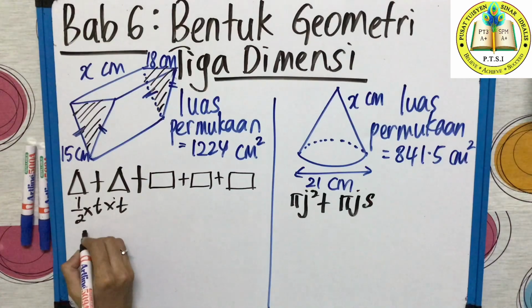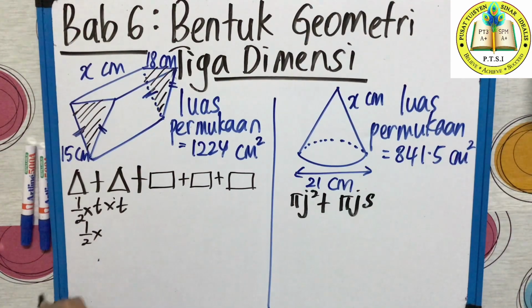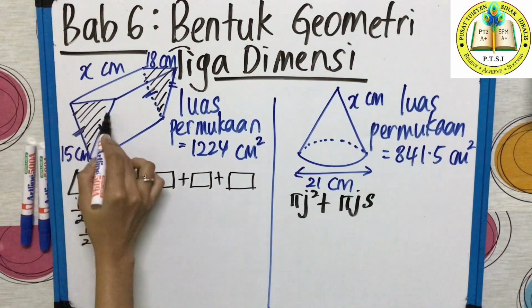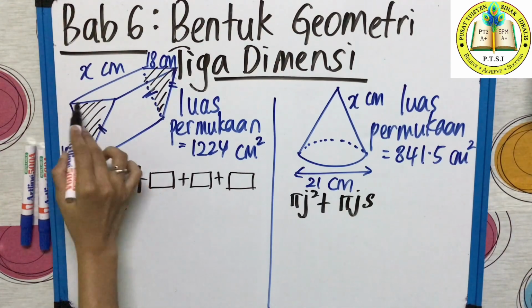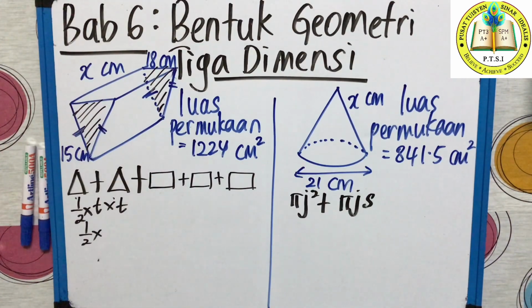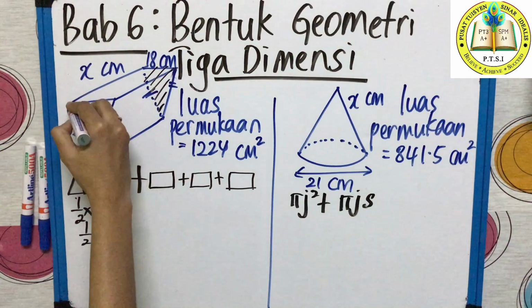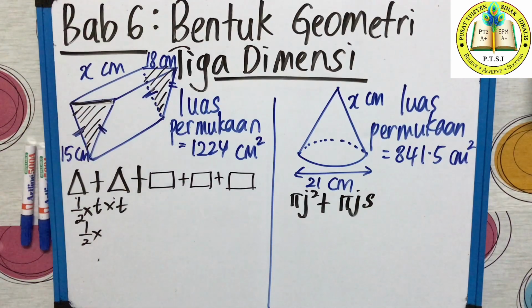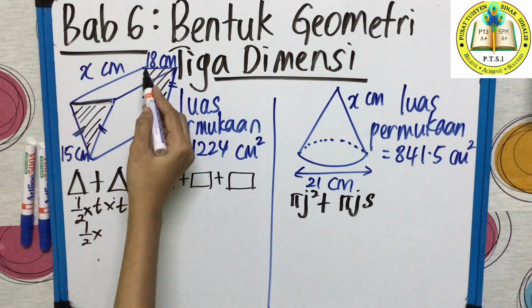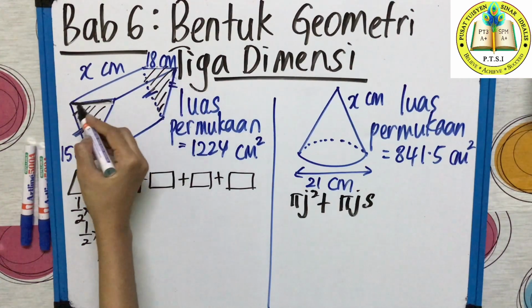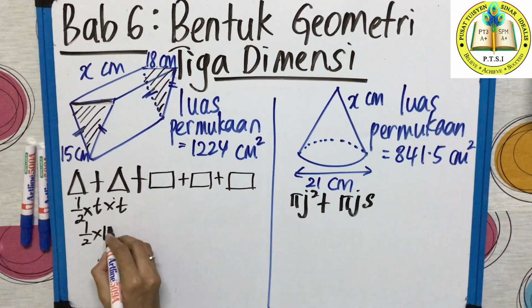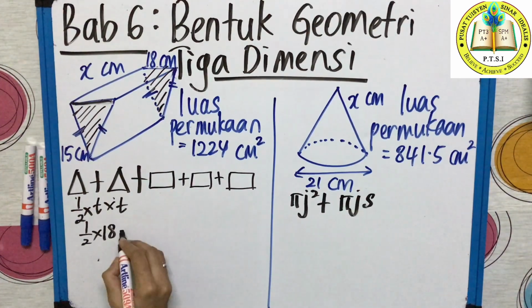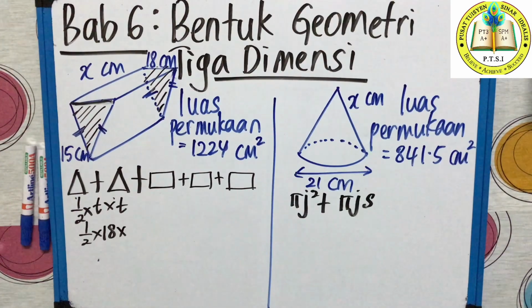So teacher do it here. 1/2 kali tapak. Look at the triangle. How much is the tapak for the triangle? Berapa tapak untuk segitiga? This is tapak, right? So berapa tapak? Ada tak tapak tu diberi? Yes. The tapak is 18. Here is 18. Here is also 18. So tapak 18. Kali dengan tinggi.